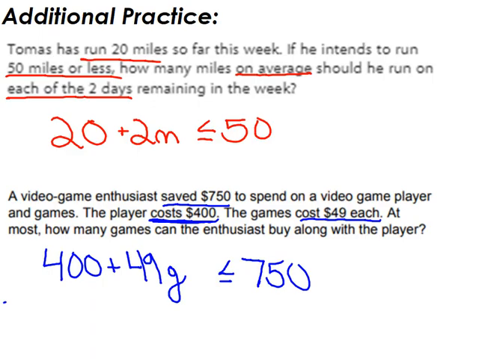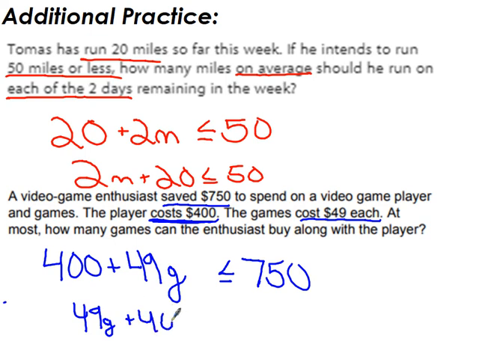One thing I wanted to point out too is the order in which you write these does not matter. So, for example, if you wrote 2m plus 20 is less than or equal to 50, that works. If you wrote this one down here as $49 per game plus $400, that's okay, as long as the inequality still opens up towards the 750 and the signs all match. It does not matter.